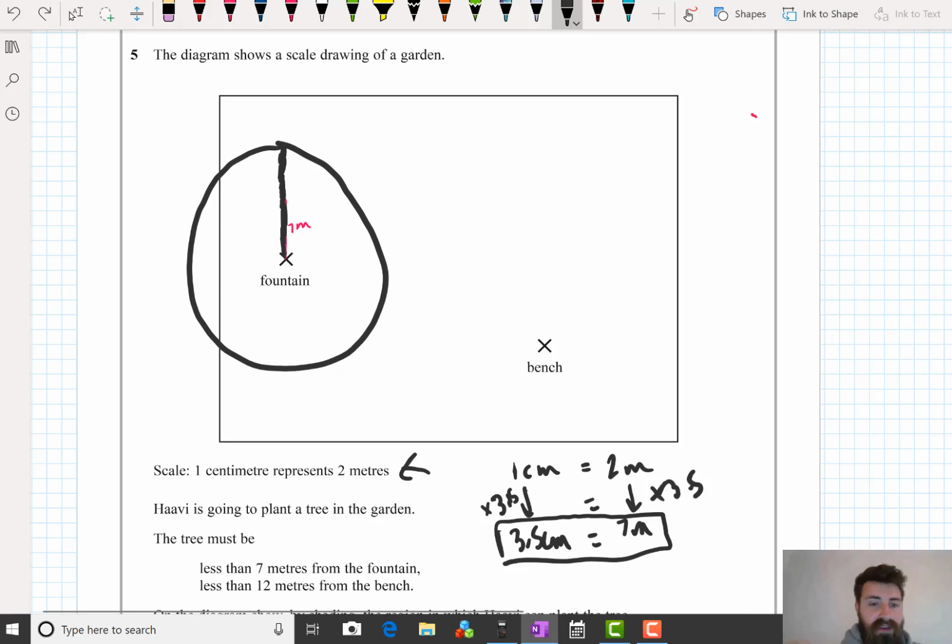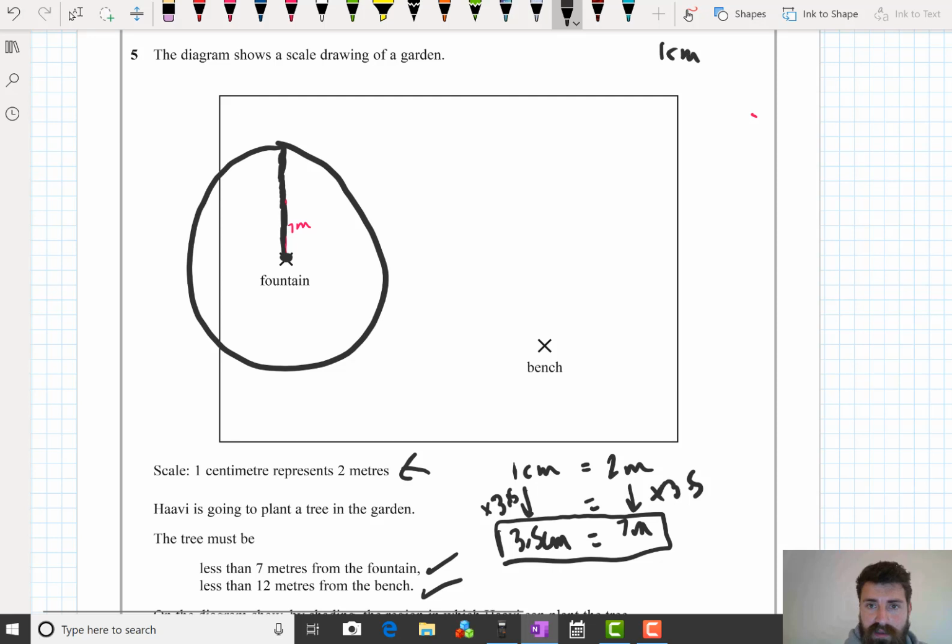Okay, so there's my absolutely perfect 7 meter radius circle. That basically means that any point from the centre to the edge is 7 meters away. Brilliant. And then the other one, the tree must be, that's from the fountain here, 12 meters less than the bench.